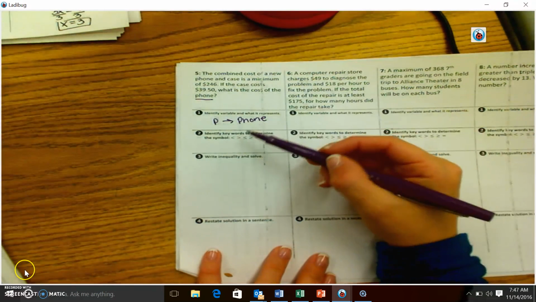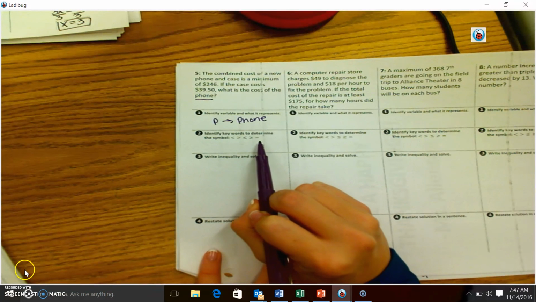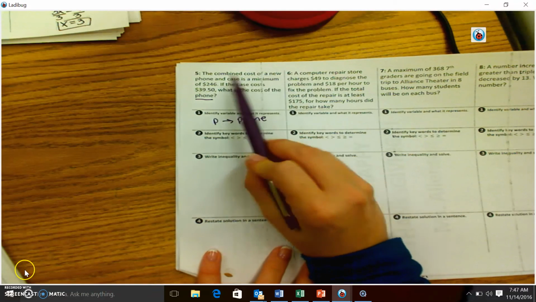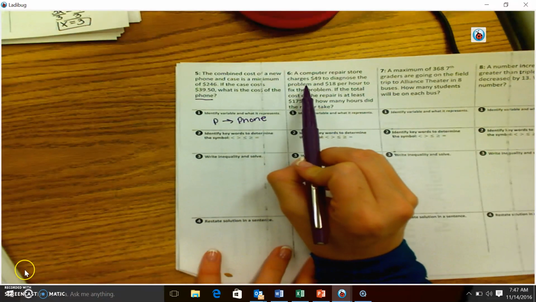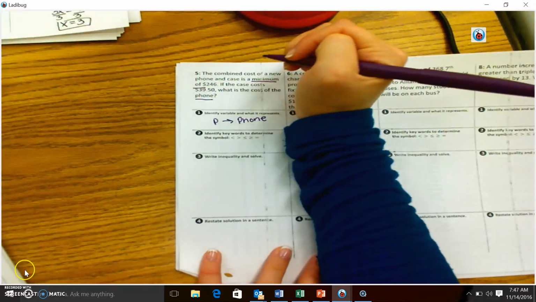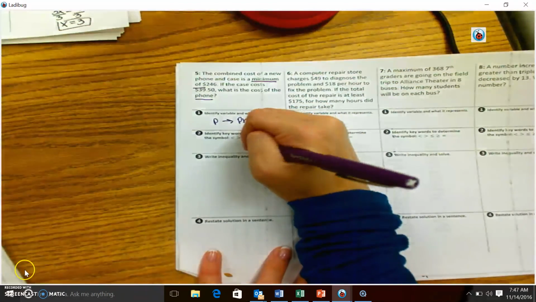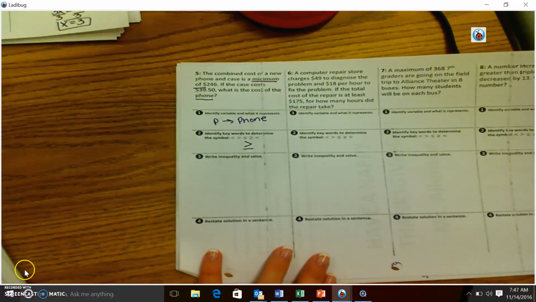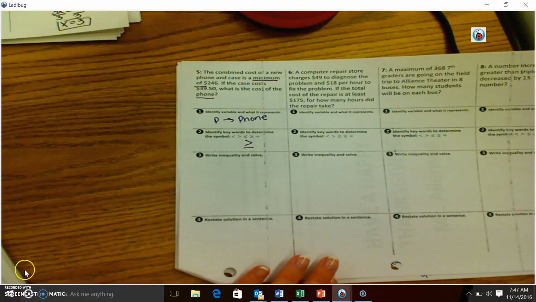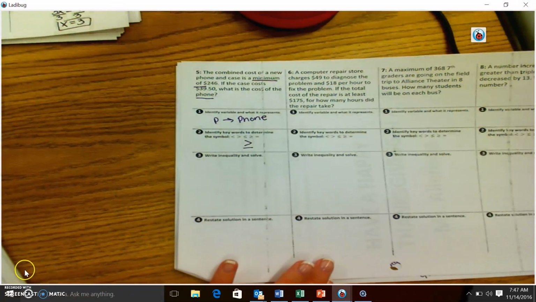So now, the next step is we need to identify key words to determine the symbol. The combined cost of a new phone and case is a minimum of, so there's our key word, minimum of. And a minimum of is a greater than or equal to word. So the sign is going to be this. How are we doing so far? Okay, good.